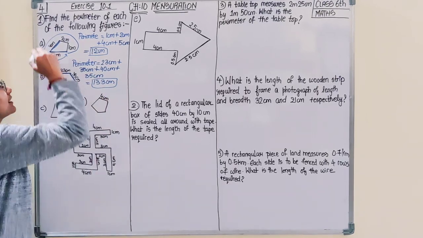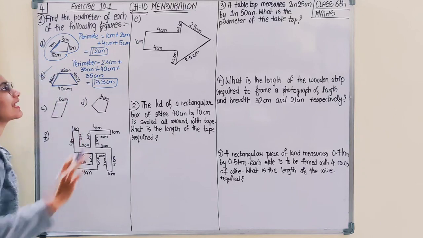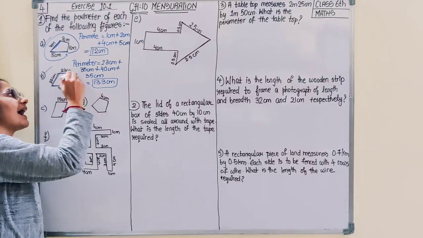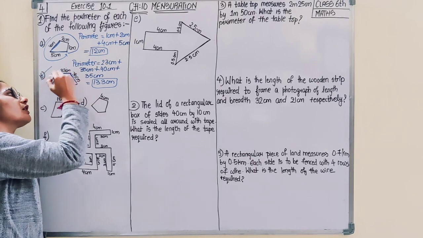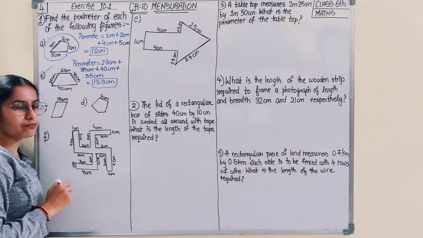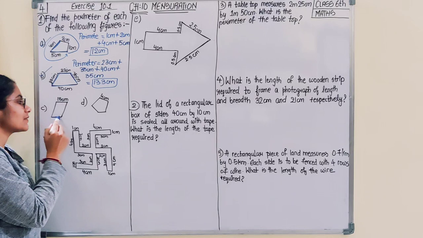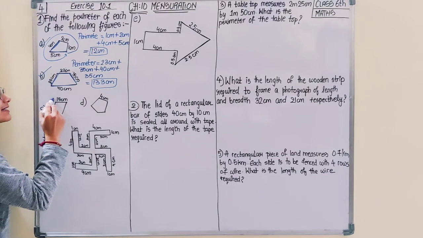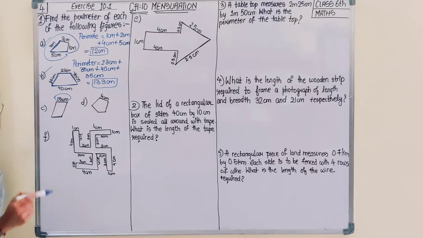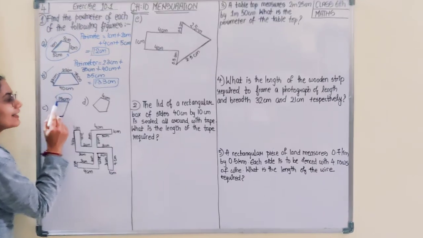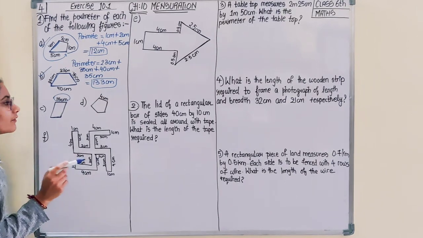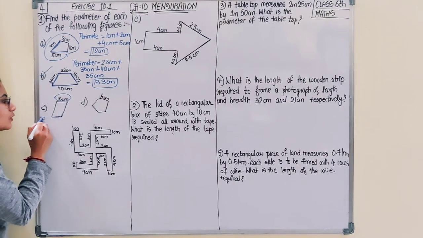Clear? So these two questions have the same concept to solve. That means adding the distance or the length of each side. Now if we talk about this figure in which each side is same and is equal to 15 centimeter, since the length of each side is equal, we can consider it as a regular shape.